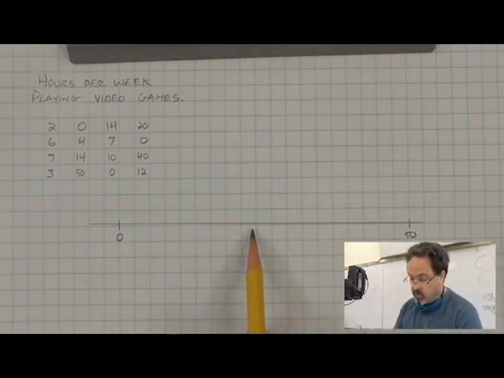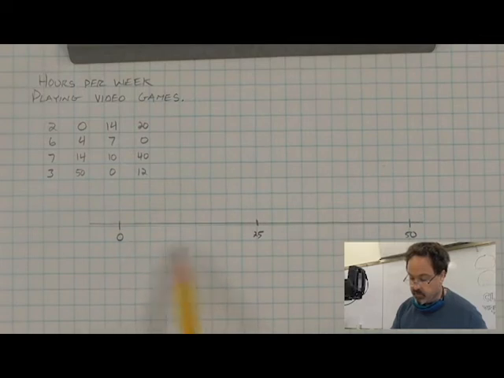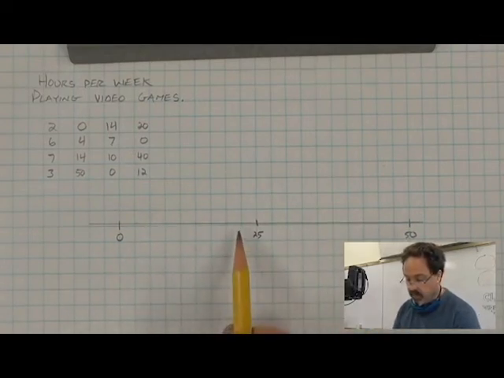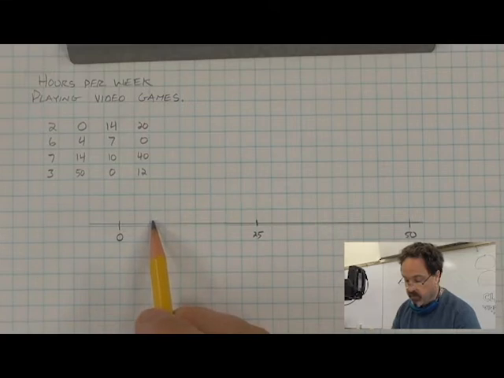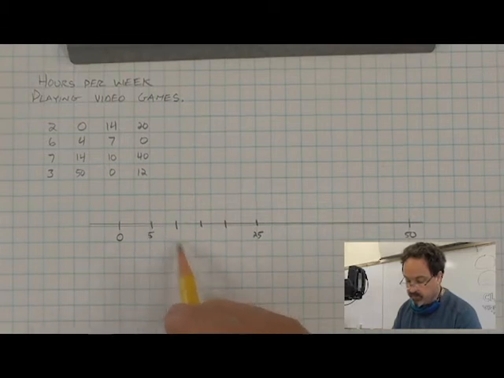I'm going to make a few more tick marks to reference here, right in the middle. I'm going to label 25, which is precisely in between 0 and 50. And I think I could make use of a tick mark at 5 and 10, 15, and 20, approximately there.